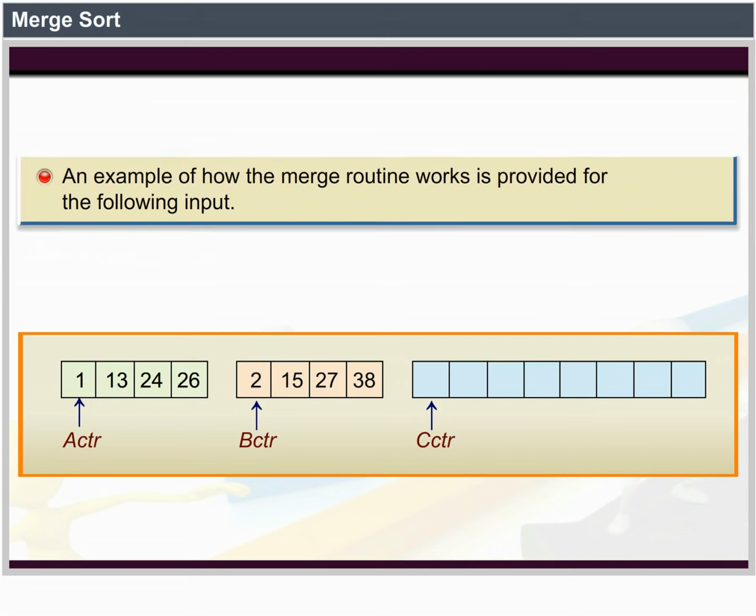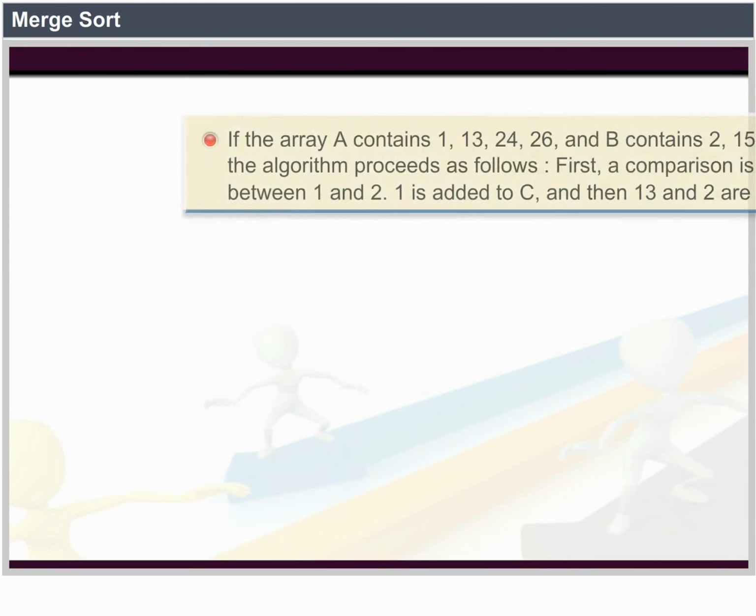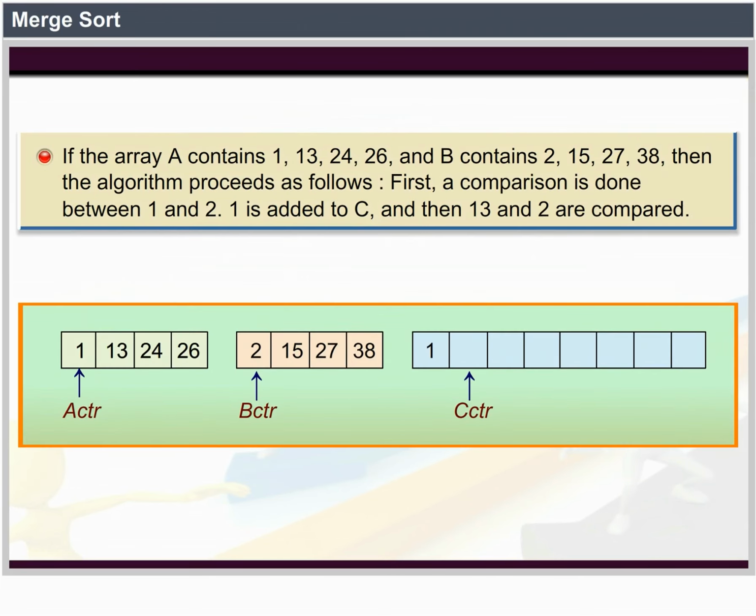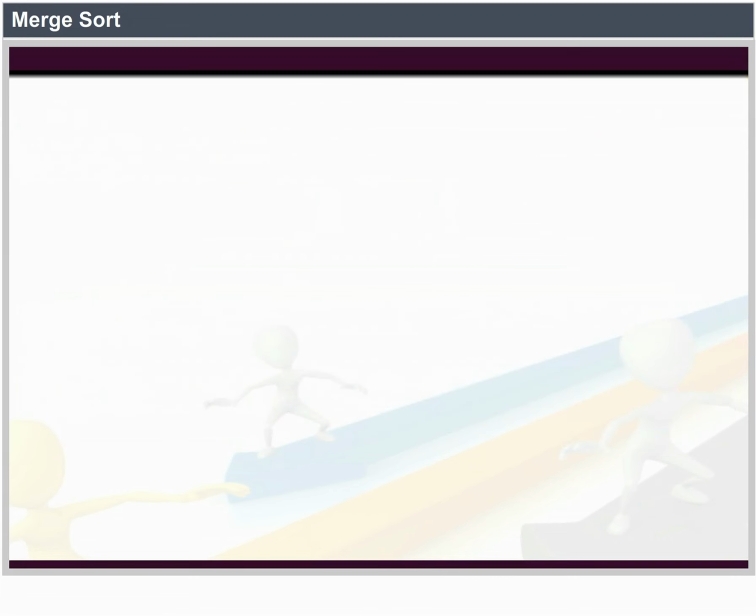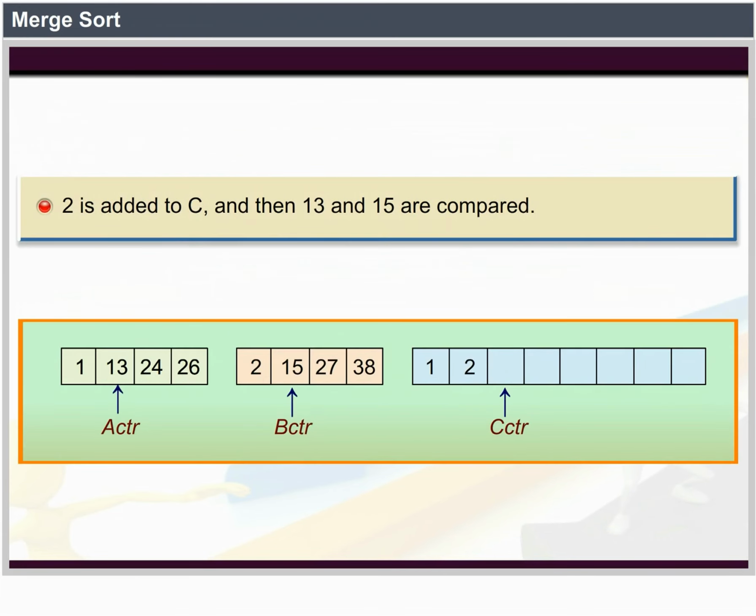An example of how the merge routine works is provided for the following input. If the array A contains 1, 13, 24, and 26, and B contains 2, 15, 27, and 38, then the algorithm proceeds as follows. First, a comparison is done between 1 and 2. 1 is added to C, and then 13 and 2 are compared. 2 is added to C, and then 13 and 15 are compared.